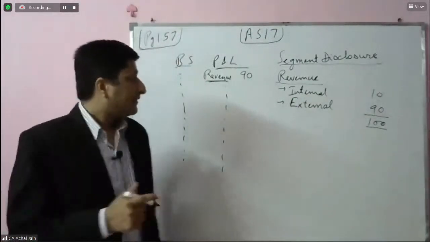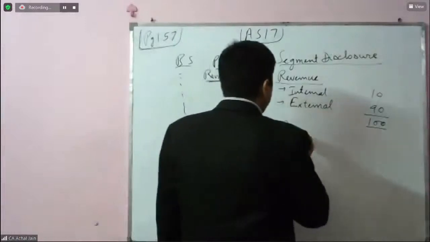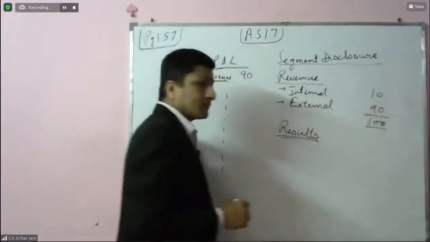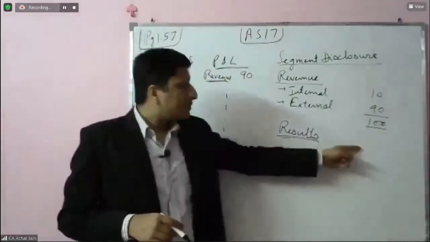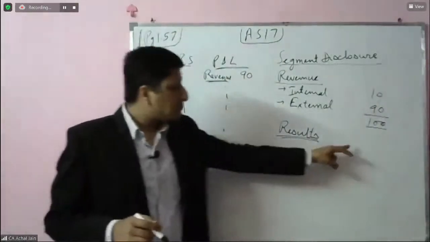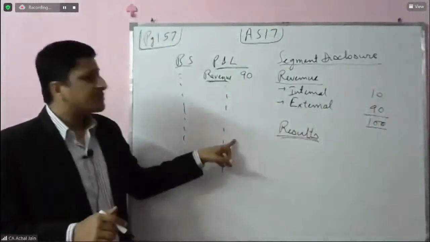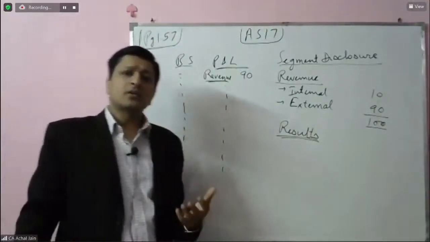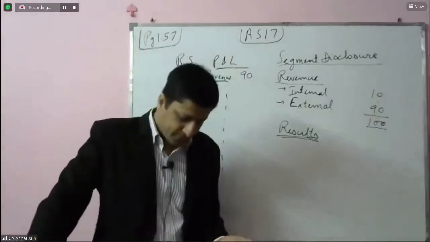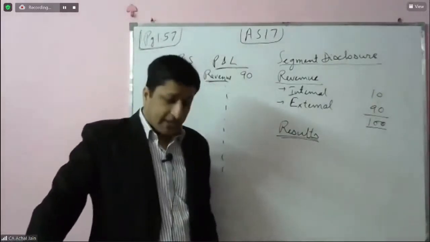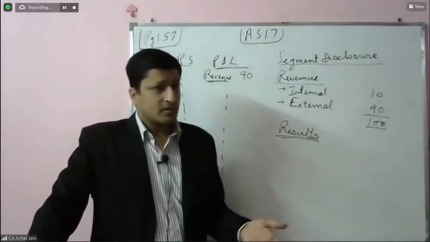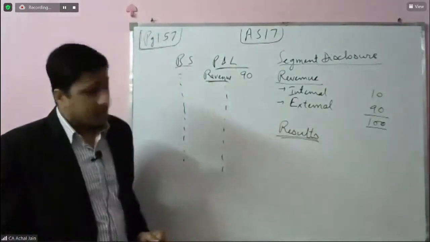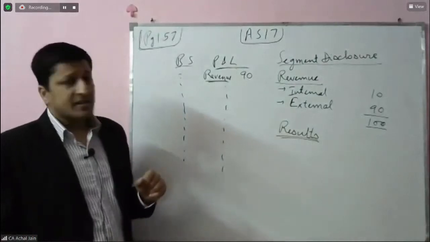Similarly, when you look at the results, here again, some number will be reported. Now, this number should tie to the one which is reported in the P&L, because eventually the profit or the loss of the entity has to remain same. It cannot be any different. It may be different for various segments, but for various segments taken together, it has to match. Yeah, and you will be thinking, but sir, why is this reconciliation required?